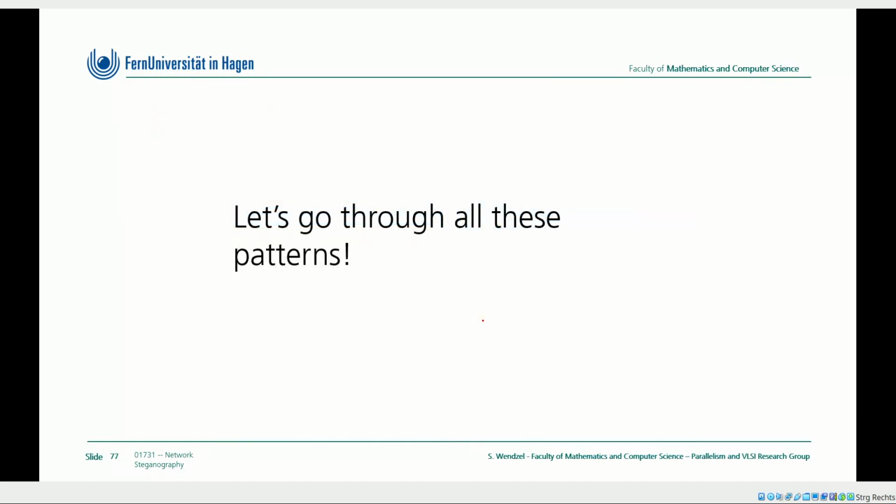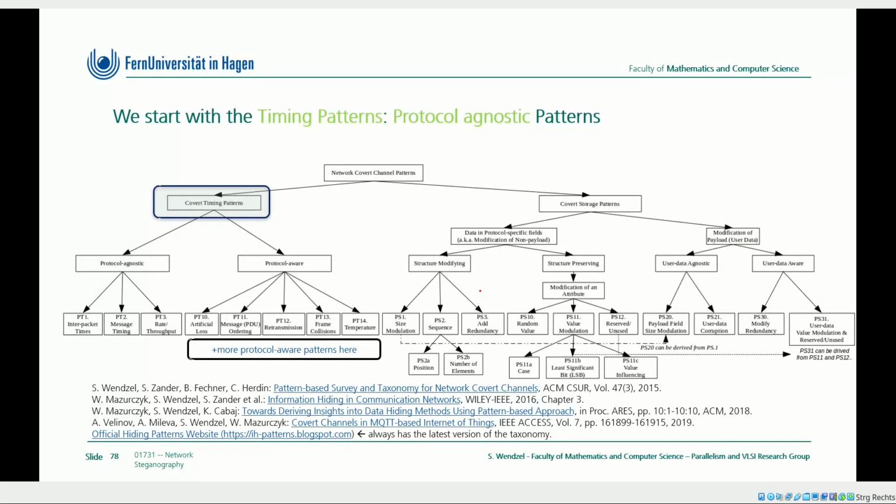Okay, let's go through all these patterns. Keep in mind that if you understood all these patterns, then you already understood the core concepts of a few hundred hiding techniques. We start with timing channel patterns, in particular the protocol agnostic ones, so those that are not really considering any meaning in the protocol. They are not aware of syntax or semantics necessarily.